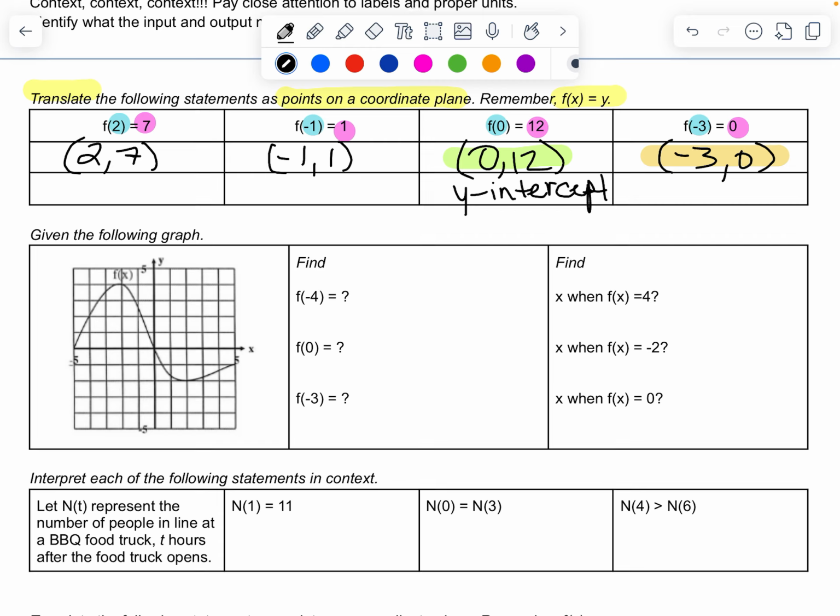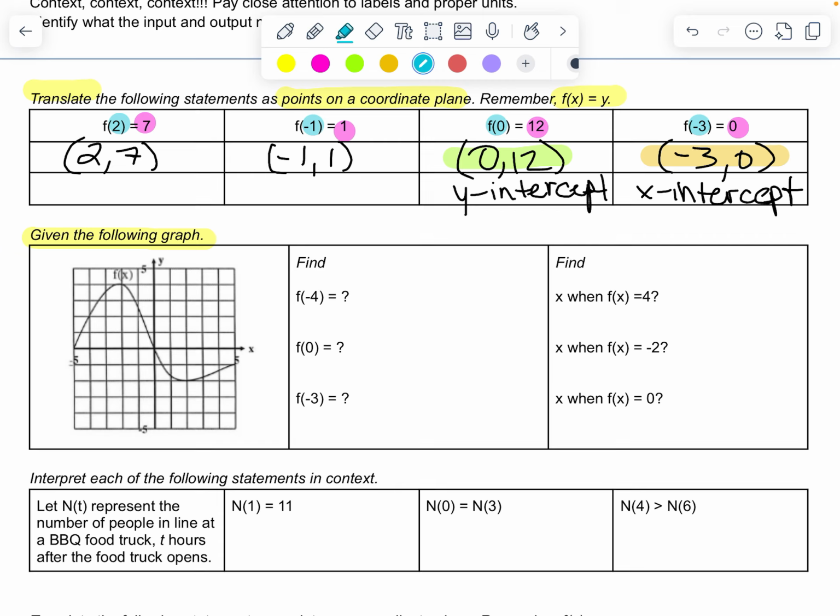Whenever I see a y value that's 0, like this one in orange here, that is going to be an x-intercept. So that would be a location that would cross over the x-axis. Let's go ahead and take a look at the graph below. So we're going to be, obviously, in this class, talking about functions a lot. We're going to be given a lot of graphs. We've got to be able to plot points and figure things out with that.